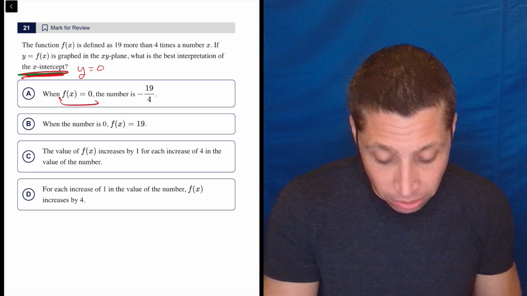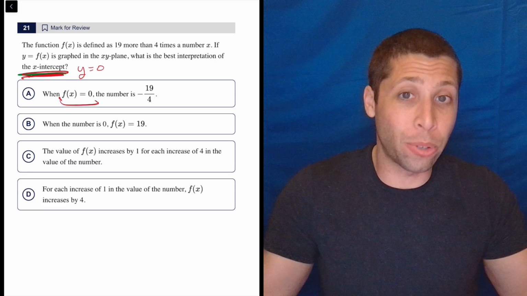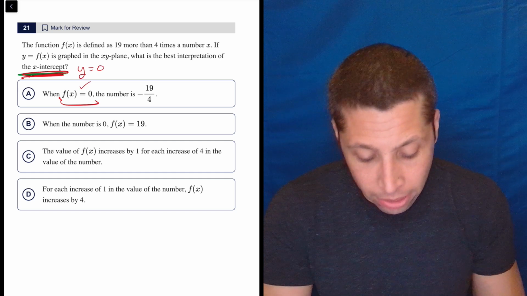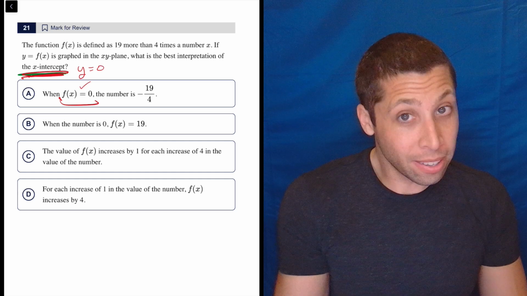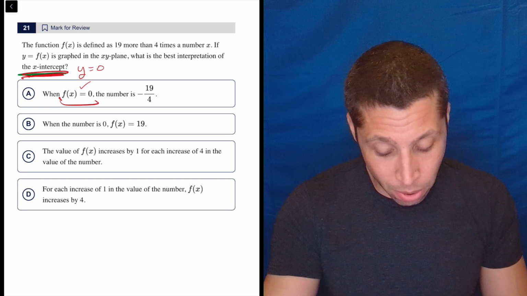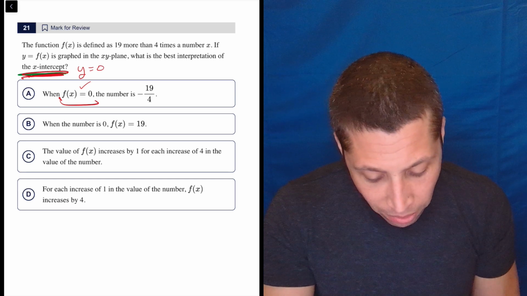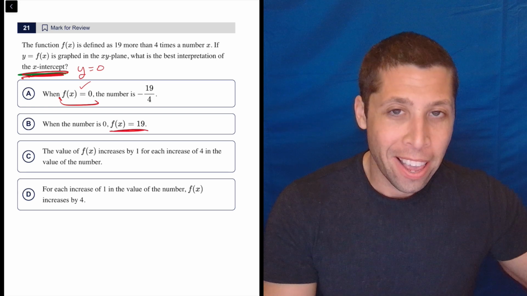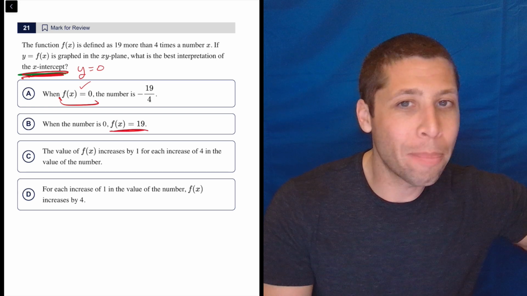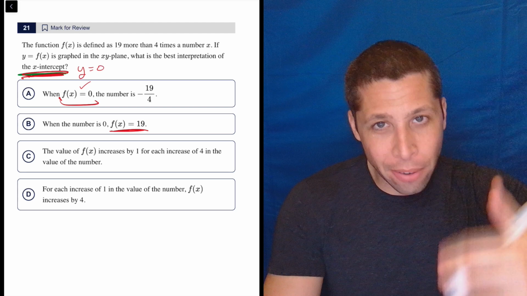When f of x equals 0, well, f of x is how we, in function notation, talk about y. The number is negative 19 fourths. So ignoring the negative 19 fourths, it's got the right 0, right? It's y is 0. Whereas if we look at B, when the number is 0, f of x equals 19, this is telling me y is 19. If it's an x-intercept, y cannot be anything other than 0. That is by definition what's going on.